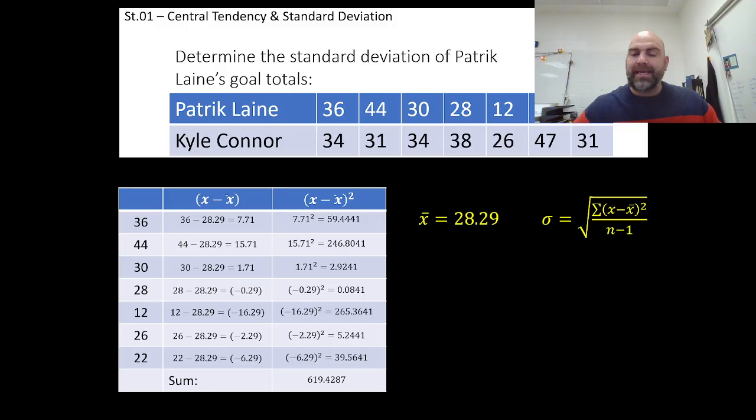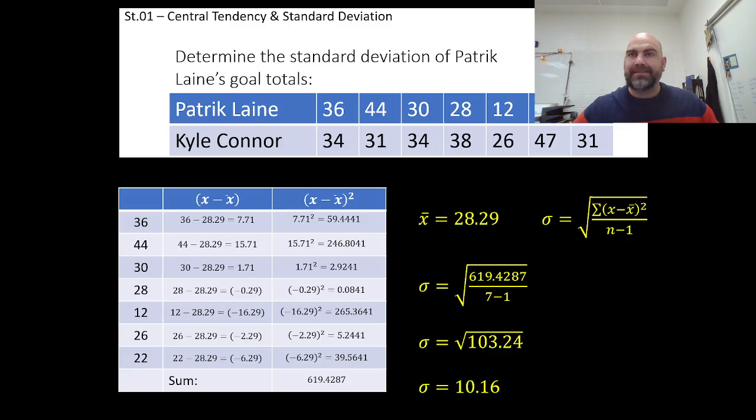Now take that value, and it gets plugged back into the numerator, the top piece, inside the square root. There it is, 619.4287. I've added in the n as well. There are 7 data points, so n represents 7. Now I have a calculation I can do inside that square root: 619.4287 divided by 7 minus 1, which is 6. We get 103.24. The square root of that is 10.16, which means that Patrick Laine had a standard deviation of 10.16.